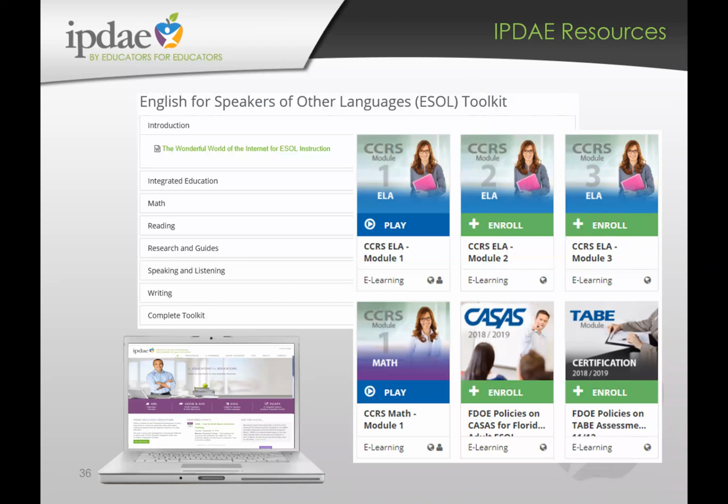Of course, we also have the CASAS training, e-module training. When you log into your portal, you can go in and do that CASAS certification online course. If you want to learn more about the college and career readiness standards, which is really what I'm talking about, there are 3 modules that we created for ELA, English Language Arts, but we have 1 module for mathematics that you can take and really learn a little bit more about the college and career readiness standards, more than what I can cover in this webinar.